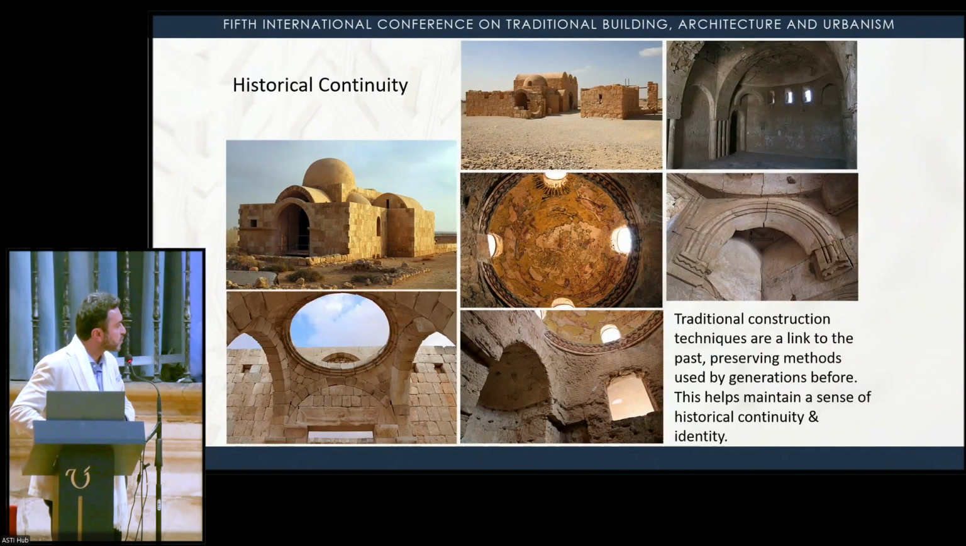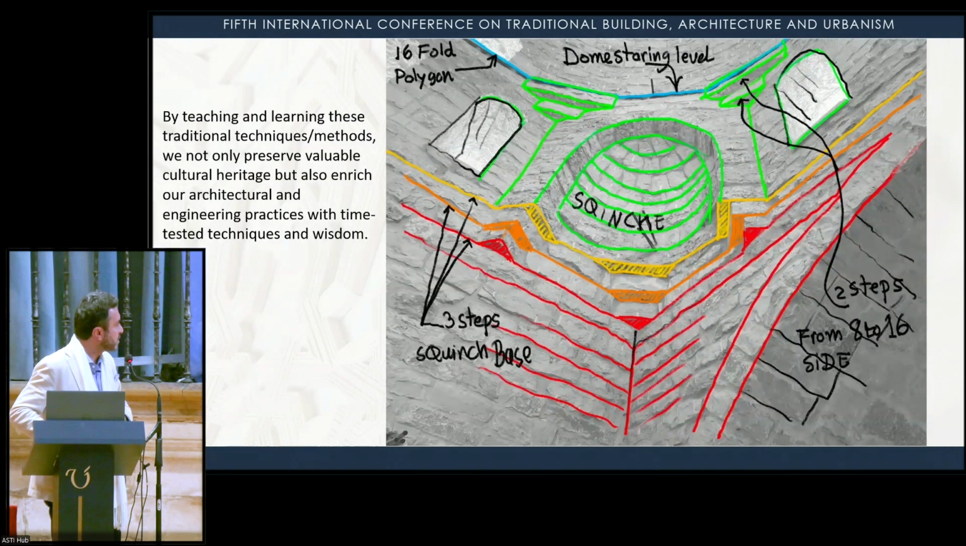Here's some reference from the area. We have some historical buildings in Jordan made of stone. Here, this is the squinch, and I'm trying to sketch over the image how we convert the square shape to an octagon, then 16-fold to get the round base for the dome.